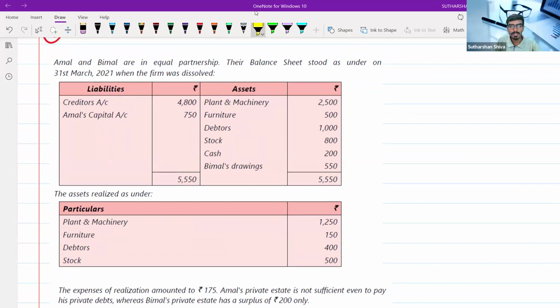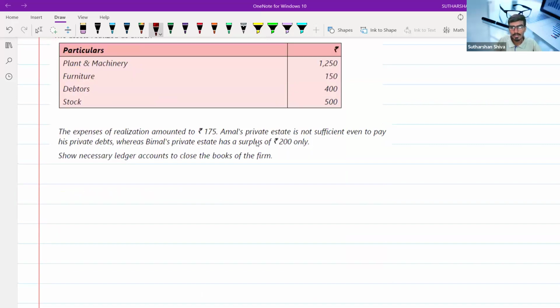So we have discussed. Amal and Bimal are in equal partnership, which means a 1:1 ratio. Their balance sheet is as on 31st March 2021. Liabilities balances are given: creditors account and Amal's capital account. But plant and machinery, furniture, debtors, stock, cash and Bimal's drawings are given. Here something is fishy on Bimal's drawings. Asset realized values are given. Amal's private estate is not sufficient even to pay his private debts. He has become insolvent, whereas Bimal's private estate has only a surplus of 200.